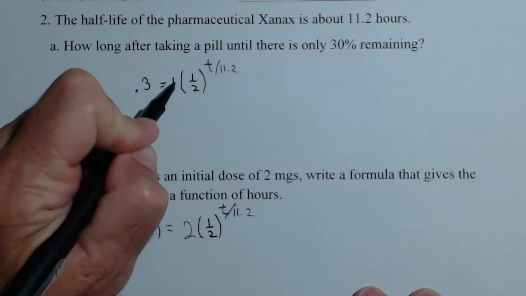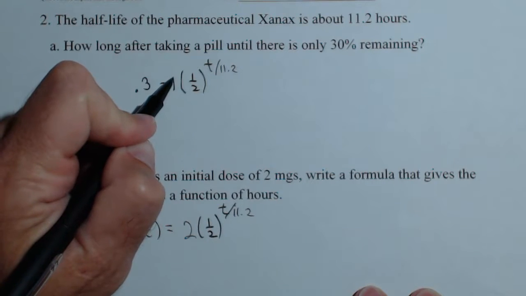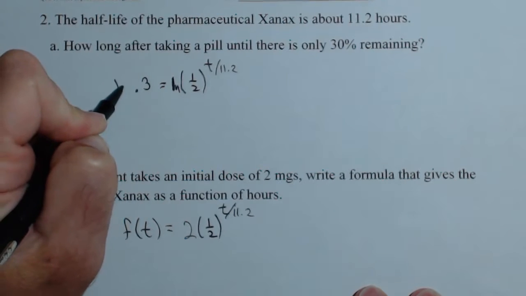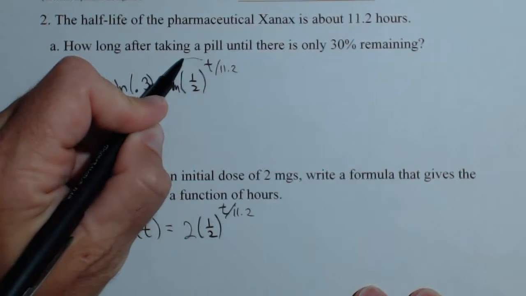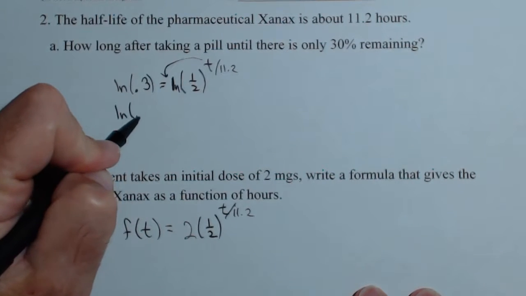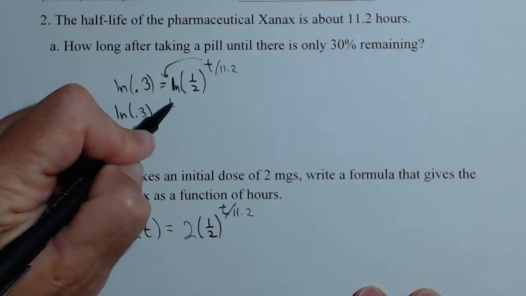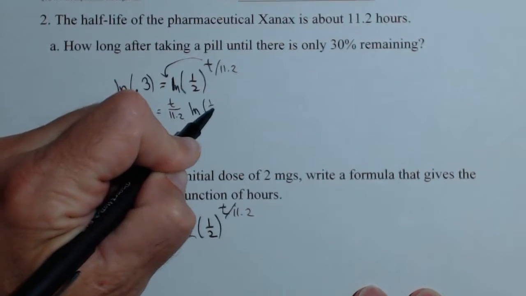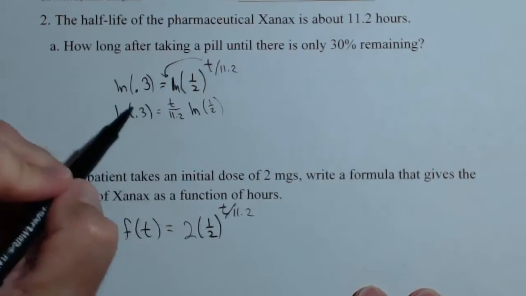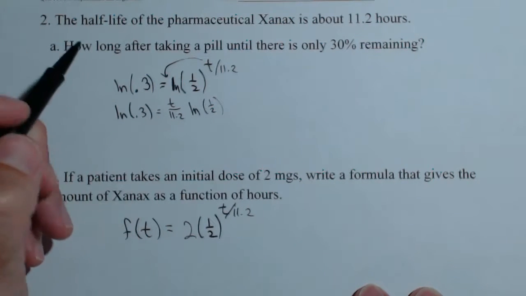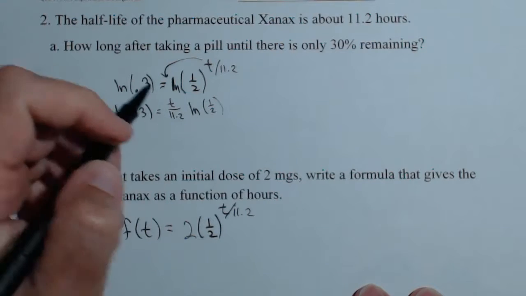I like doing this one with doing ln of both sides. So I'm going to cheat a little bit and use my 1 to make my ln, because now this will pull out front. So I have an ln of 0.3 equals t over 11.2 ln of 1/2. And now I'm going to solve for t and put it onto my calculator at once. I think that keeps everything a little more exact.